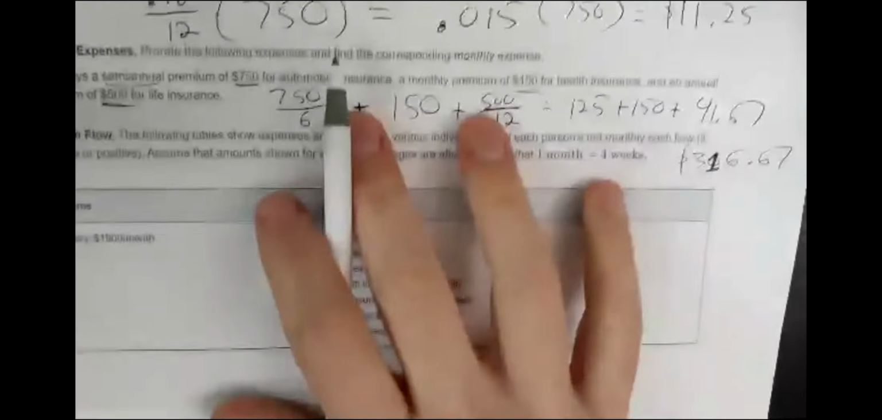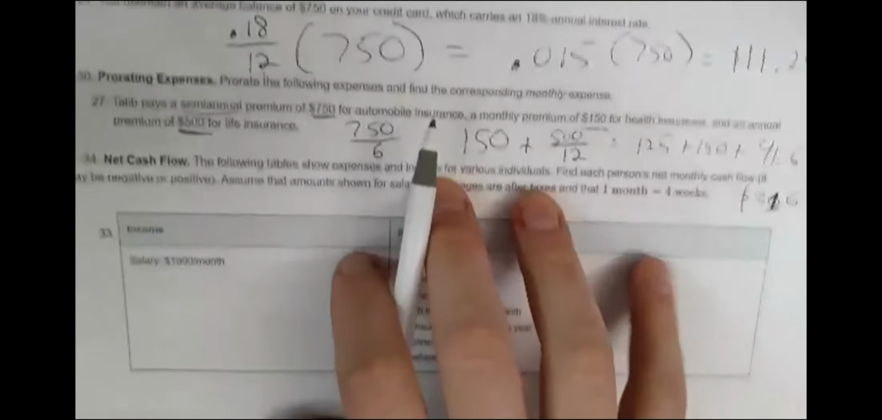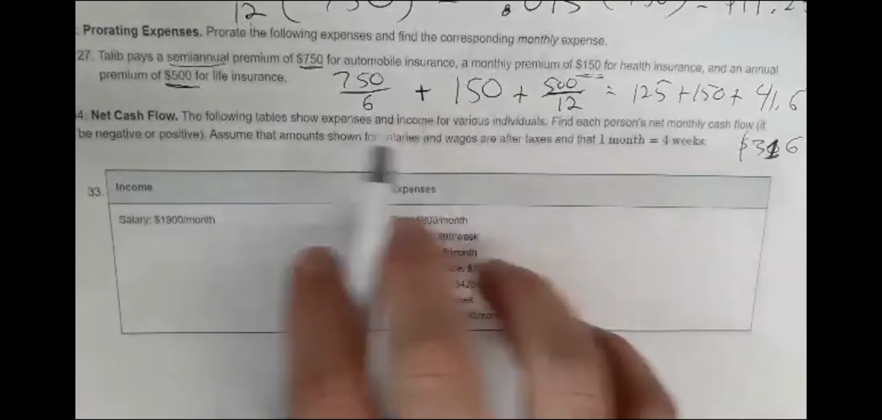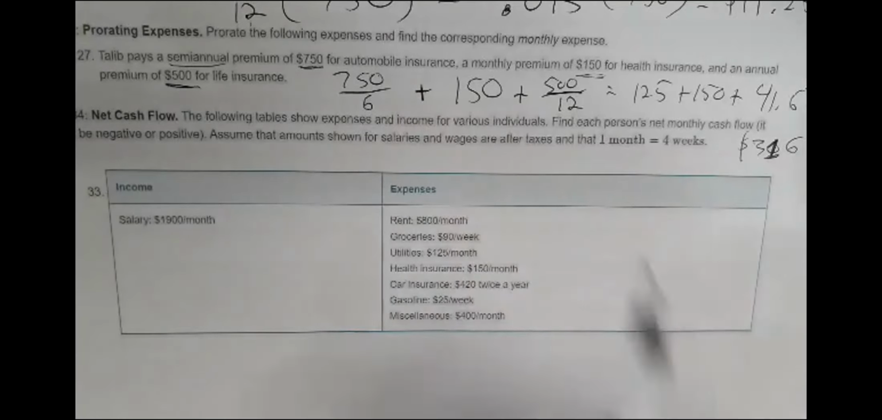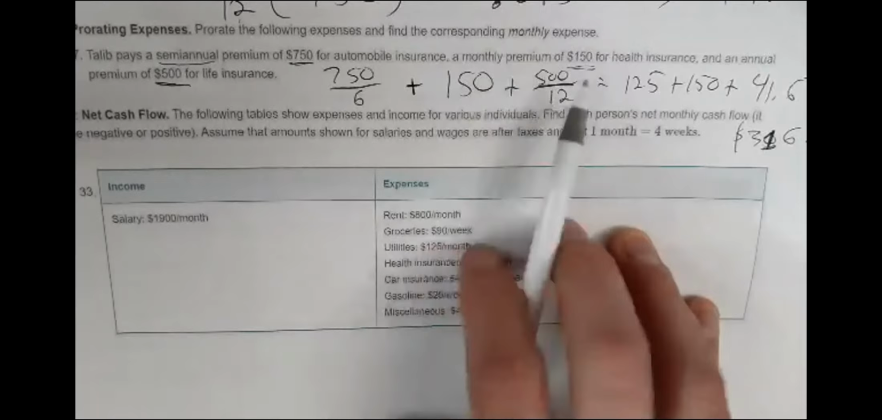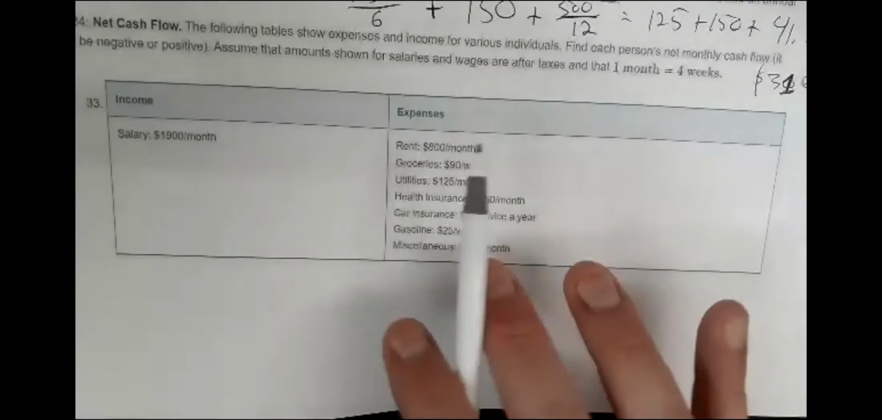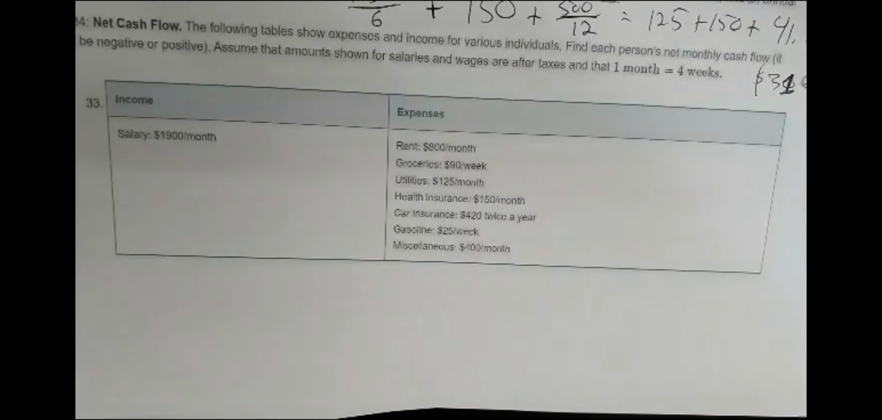So I'm hoping this is something you take away from this chapter. This is something you should be able to do from this chapter: if they give you something semi-annual and they want to convert it to monthly expense, divide it by 6. If they give it annual, we're going to divide it by the 12 months. If they're giving it to you in monthly, we keep it in monthly. This is kind of the same problem. We're going to convert everything to a monthly expense, and then we're going to subtract the 2.